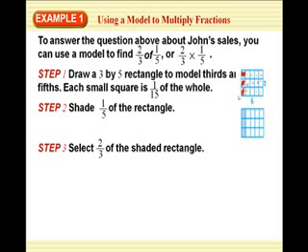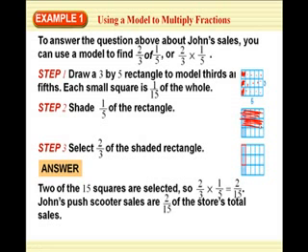Now select 2/3 of the rectangle. Now 2/3 would be going this way. There's 1/3 and 2/3. Where they overlap, where both shadings occur, is our answer. So 2/15 would be the answer. So a little confusing with the models, but I will show you where that comes from and how it's done.